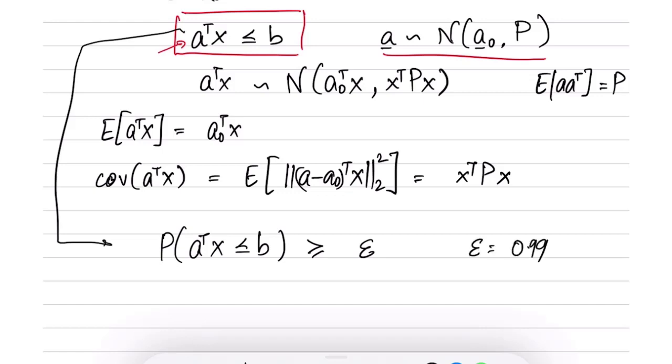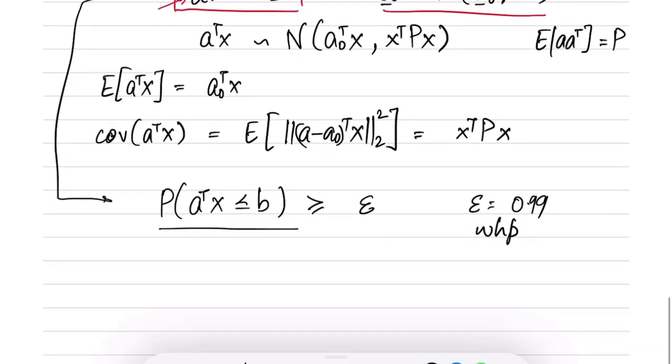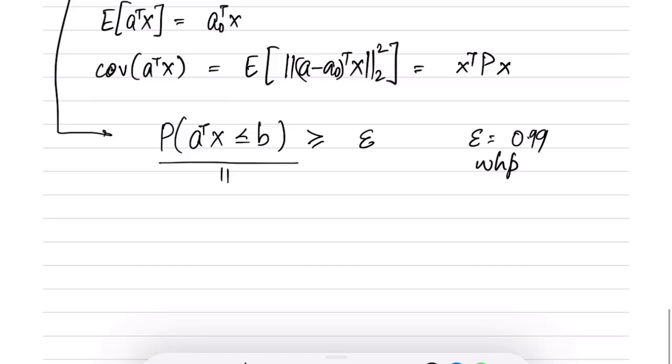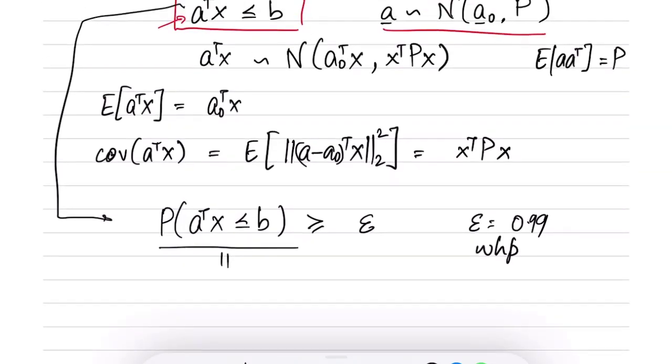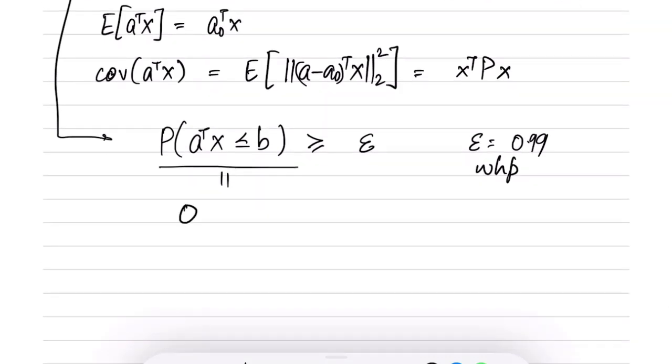In other words, we want the constraint to be satisfied with high probability. So this is called satisfying the constraint with high probability. Now, what is this value? If you know about the normal distribution, you can look at the tail probability of a normal distribution. I can write it as phi, the normal CDF, of (B minus A naught transpose X) divided by the square root of X transpose P X.